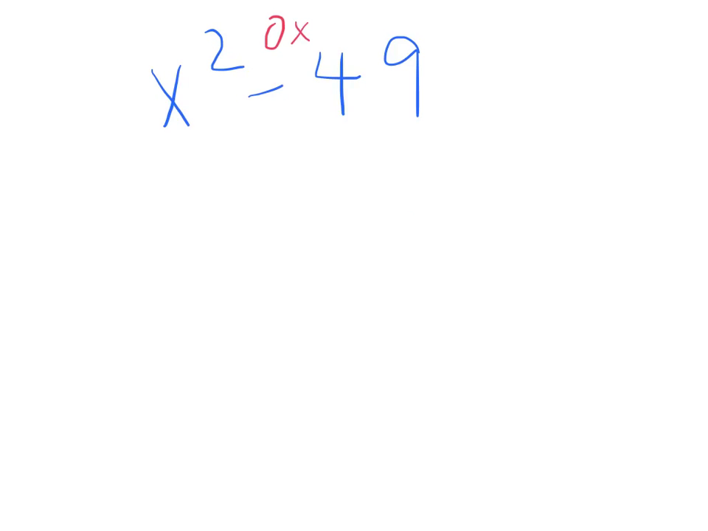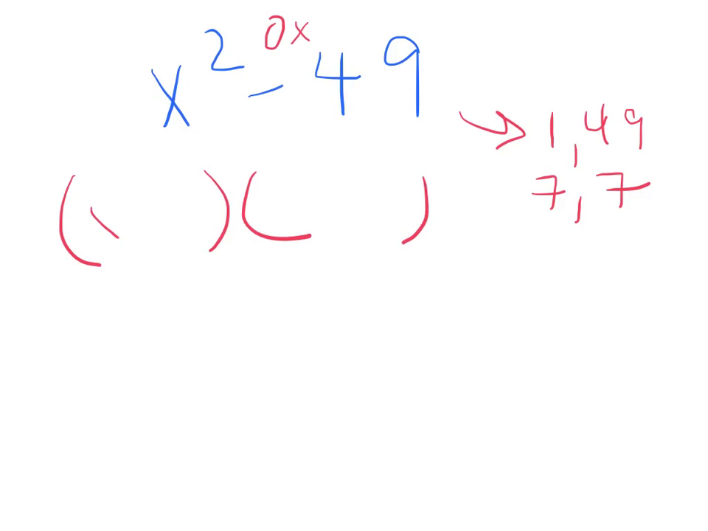How do I multiply to negative 49 but add to 0? So you know it's 1 and 49 and 7 and 7. So again, the way that I can get those x's to drop out, I have an x and an x. This is a negative, so I know one's positive, one's negative. If I have a negative 49 here, that means I could have a negative 7 and a positive 7.